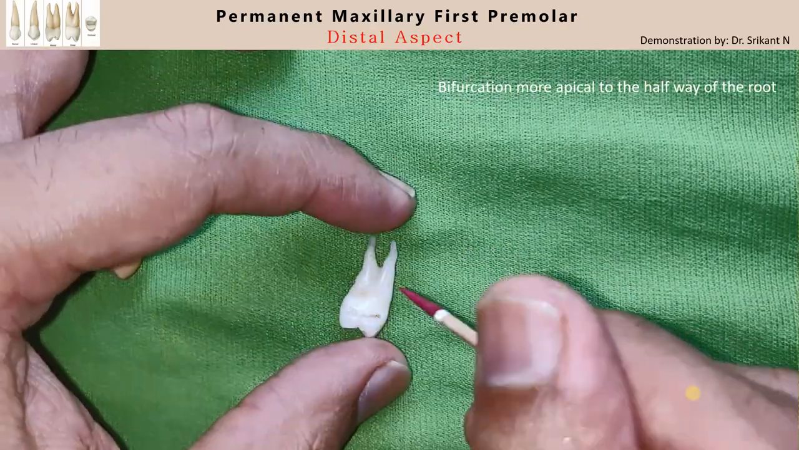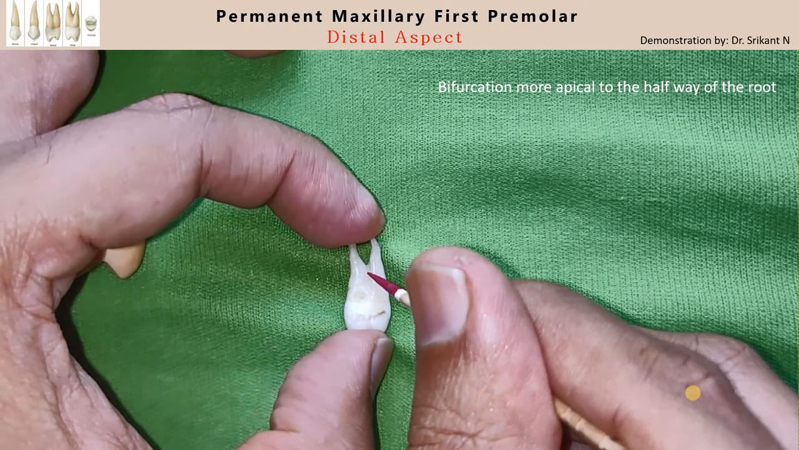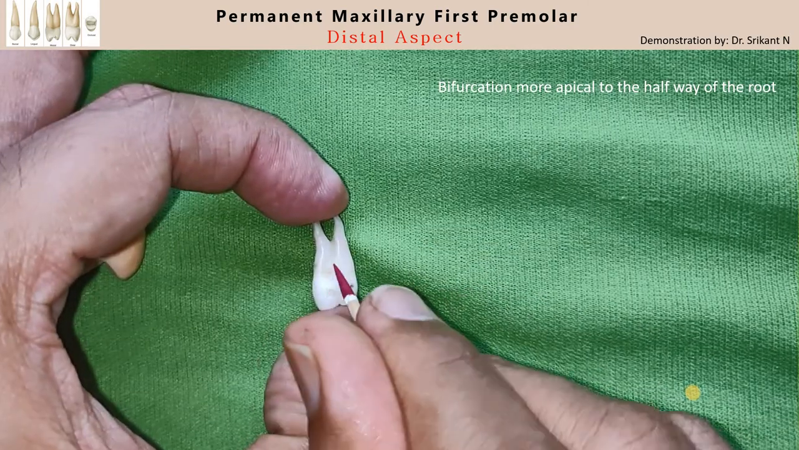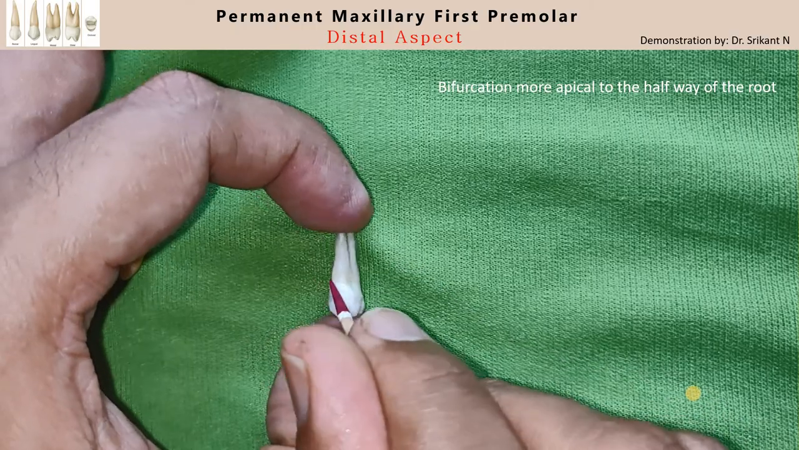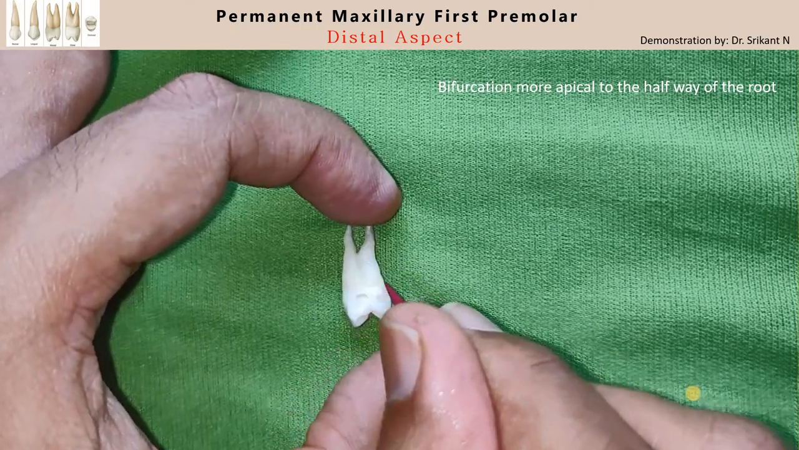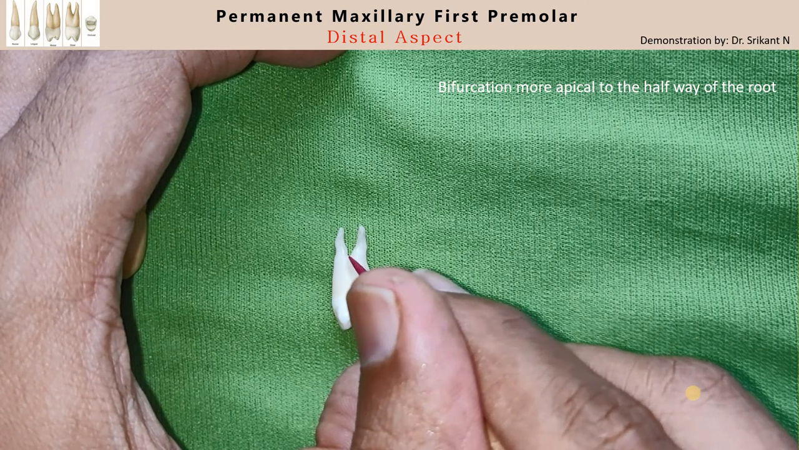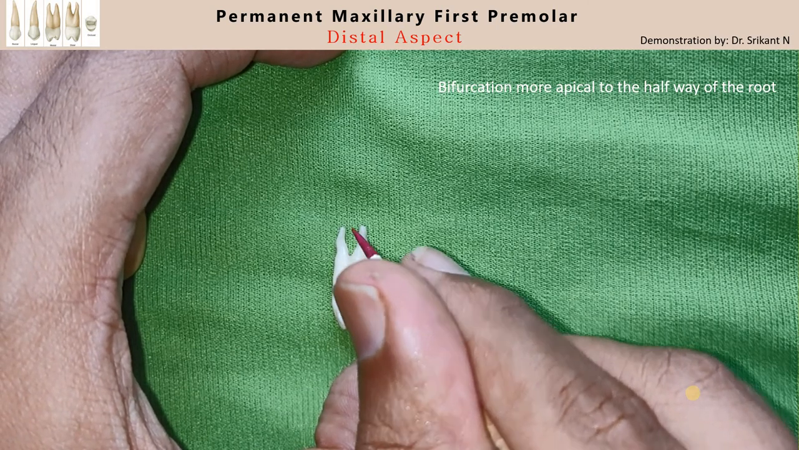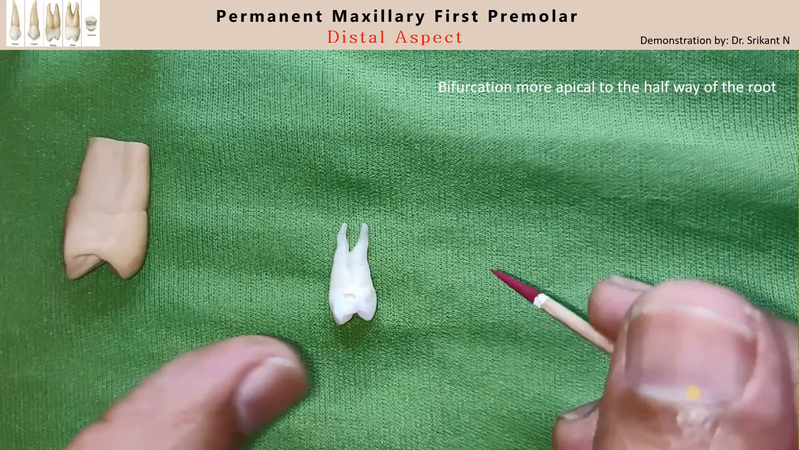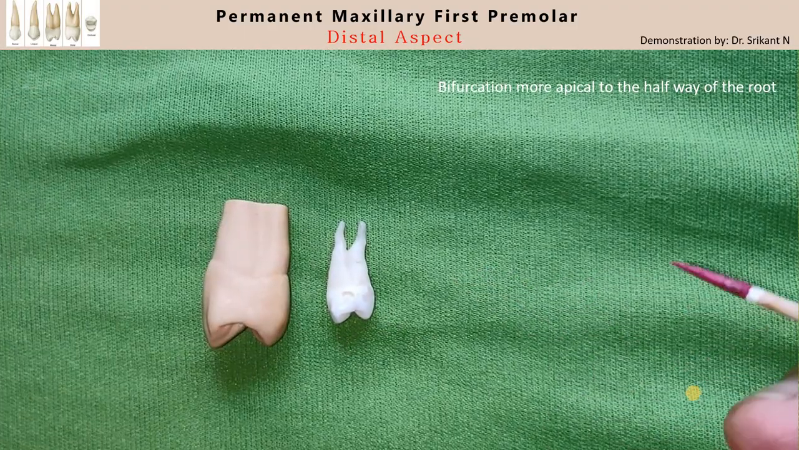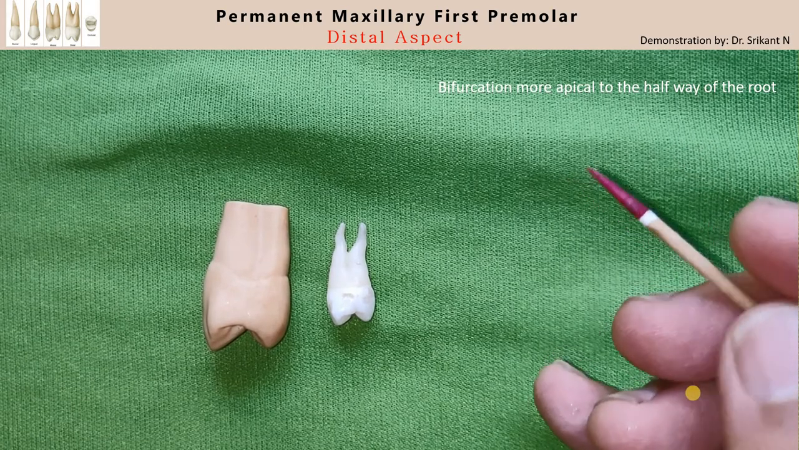Coming on to the root, the bifurcation level from the mesial side was halfway from the cervix to the root tip. This slopes a little more towards the distal side, making the distal bifurcation a little more apically placed compared to that of the mesial bifurcation. These are the basic differences that you note from the distal aspect.